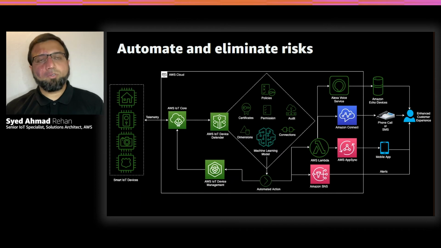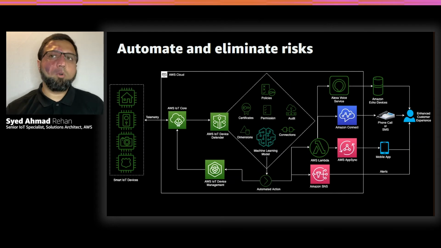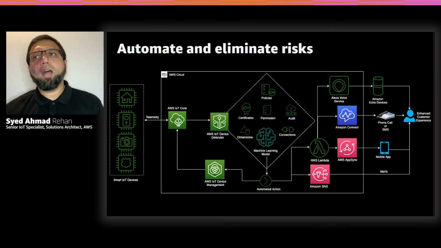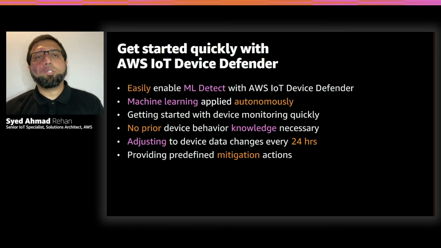We think that somebody's trying to break into your door, or we can send an email through using SNS, or send a notification through your mobile app. So let's look at how easy it is to just enable the ML Detect feature.